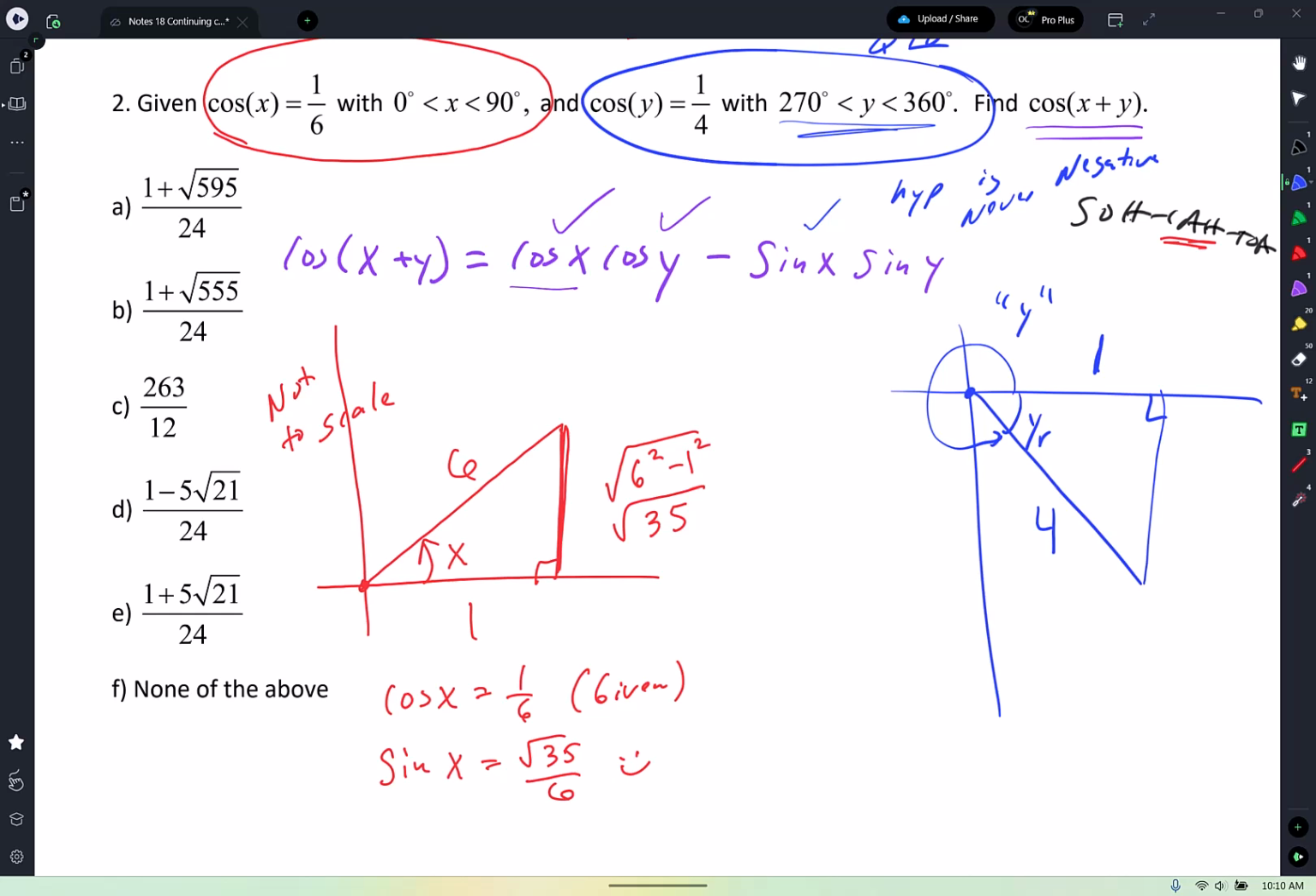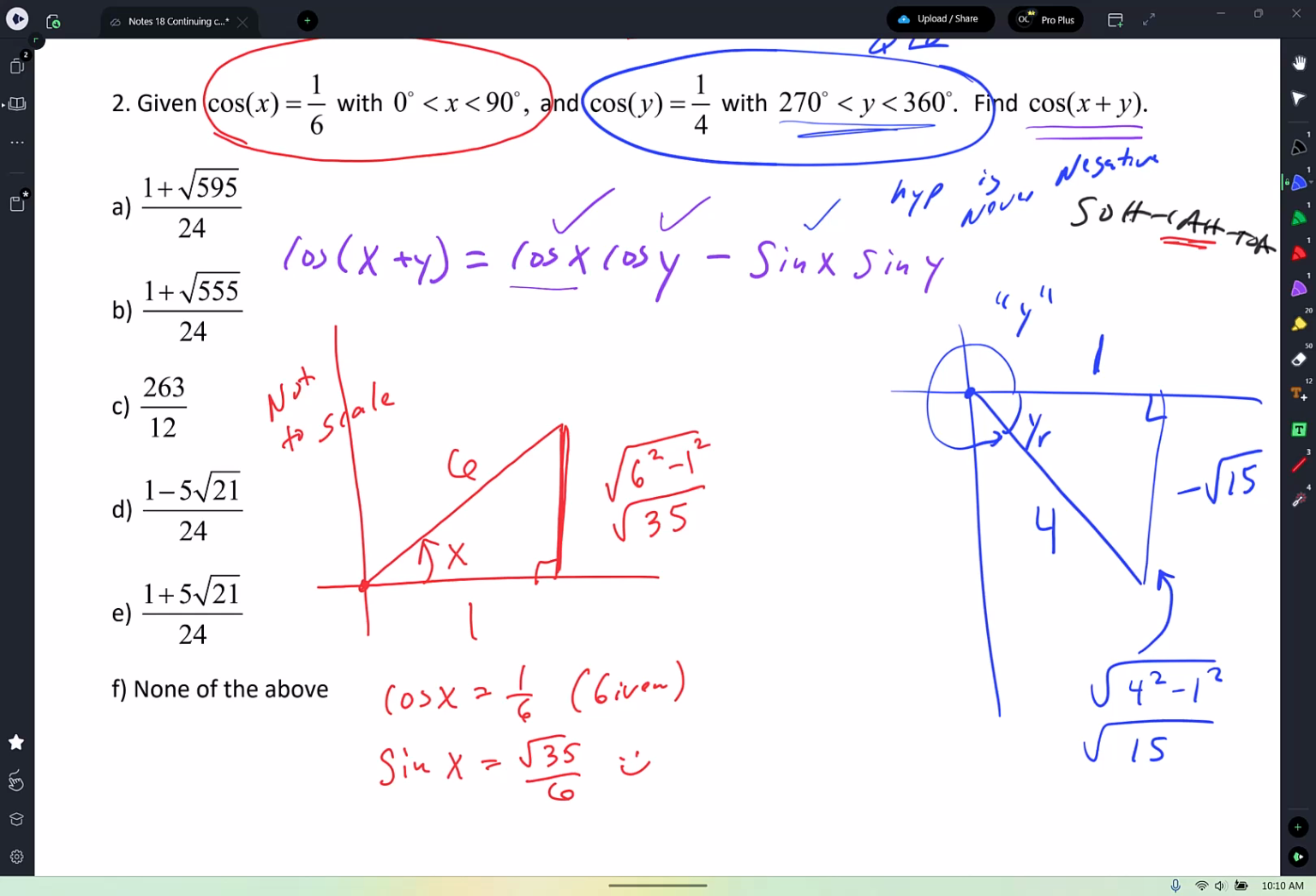Okay, I want this distance. That's a square root of 4 squared minus 1 squared. So 4 squared is 16. 1 squared is 1. So 16 minus 1 is 15. Because I'm in quadrant 4, I'm going to put a negative in front of the square root. The most common error is you guys put a negative inside. Don't; put a negative on the outside. We're not working with imaginary.